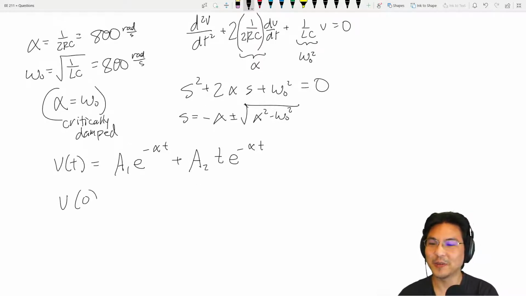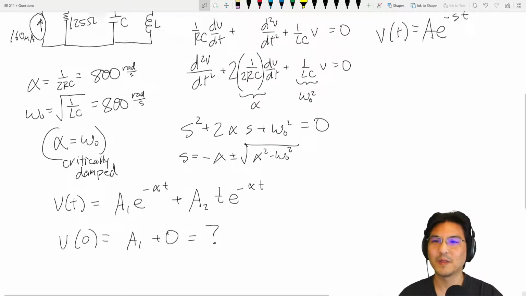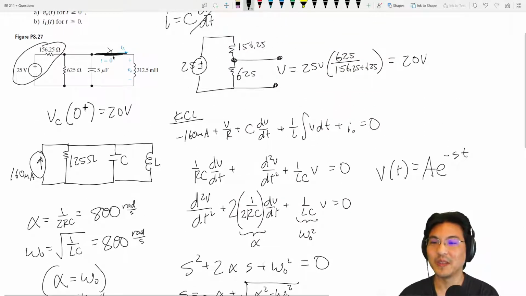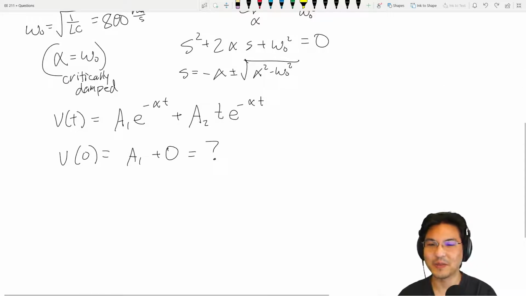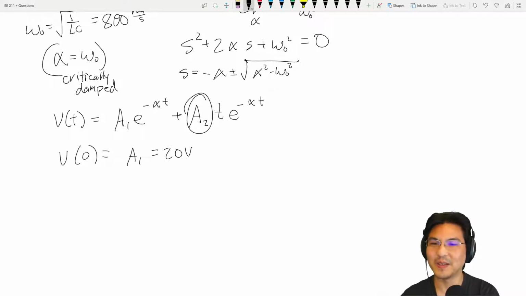V at t equal to 0 would be A1 e to the 0 plus A2 times 0 times e to the 0. But what is this? We know it was 20 volts. Okay, so that's 20 volts. So actually A1 is 20 volts. Okay, so we got this. Now we need this one.